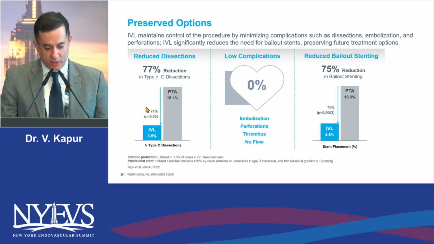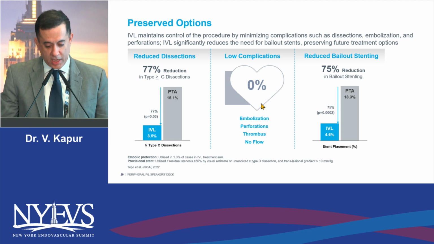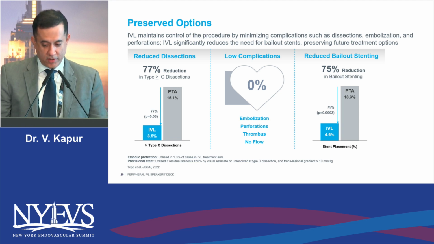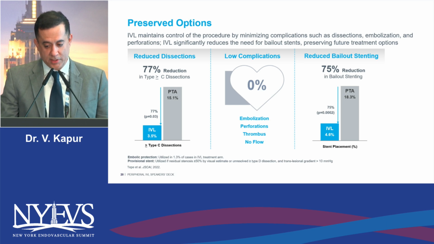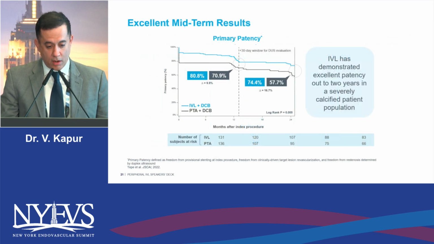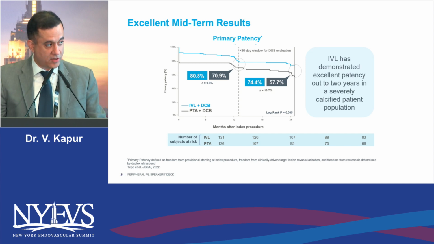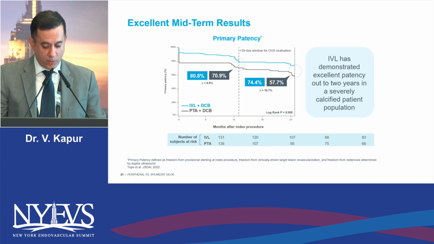77% reduction. We talked about dissections, no real complications of embolization, perforation, or thrombus formation, and also reduced bailout stenting, with a 75% reduction in the stenting in the IVL arm. Of course, we want to look at the midterm and long-term patency results, which is essentially what we're looking at here.